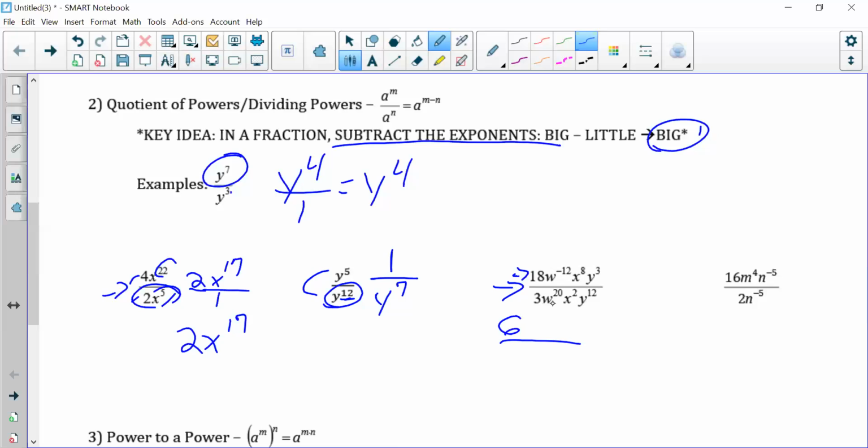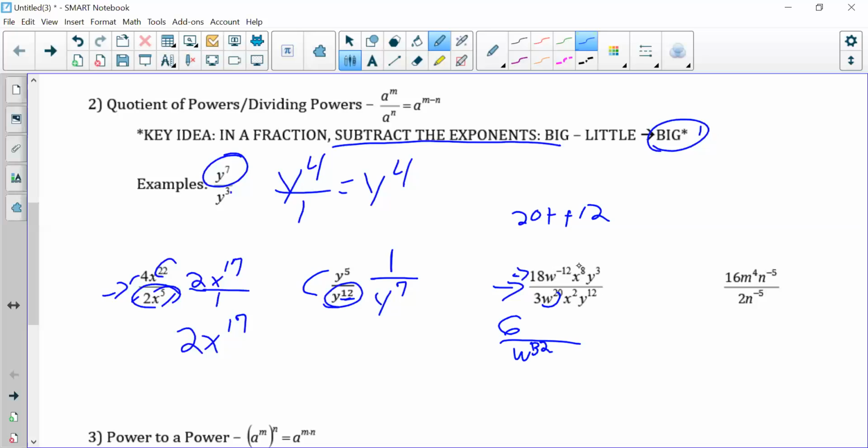All right, w to the negative 12th, w to the 20th. Which one's bigger? Obviously, w to the 20th. What is 20 minus negative 12? Right, 20 minus negative 12. Well, we don't subtract a negative. We add a positive. So 20 plus 12 is 32, and our bigger one was on the bottom, so we're going to move this to the bottom. So w to the 32nd power.